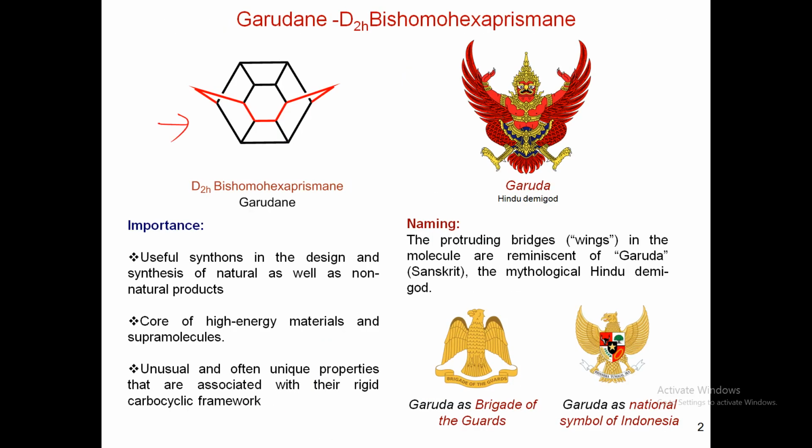Although it has no biologically active properties as such, the synthesis of this kind of molecule is very tricky and very interesting, because you can see the point group for this particular molecule is D2h, and it is a basket type of molecule. For the importance, this can be useful as synthons in the design of synthesis.